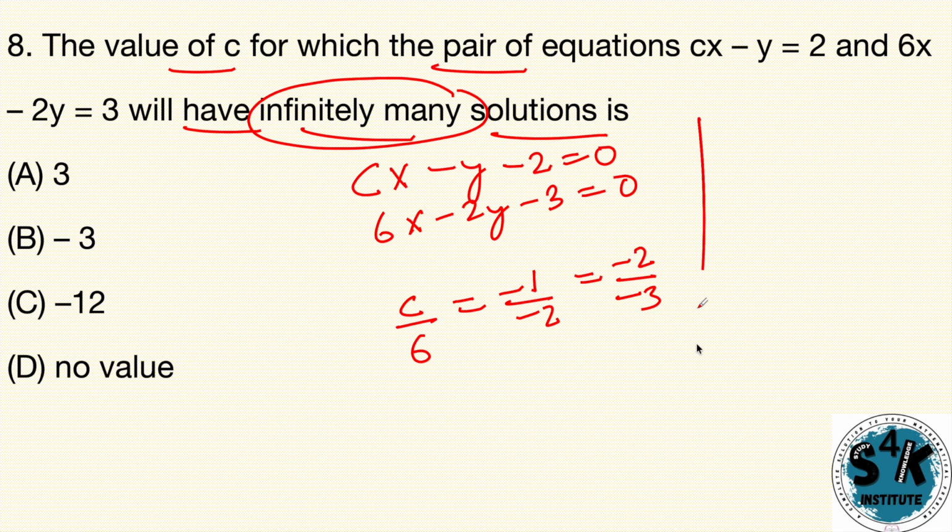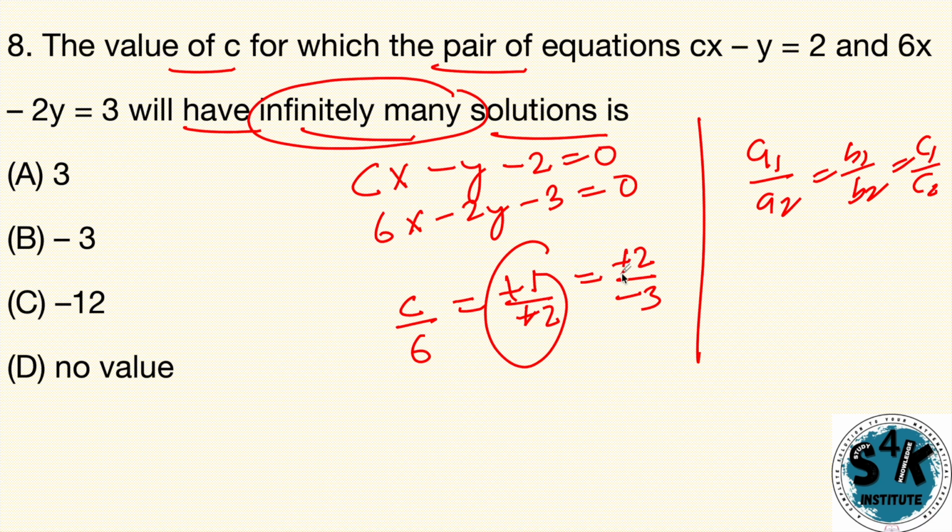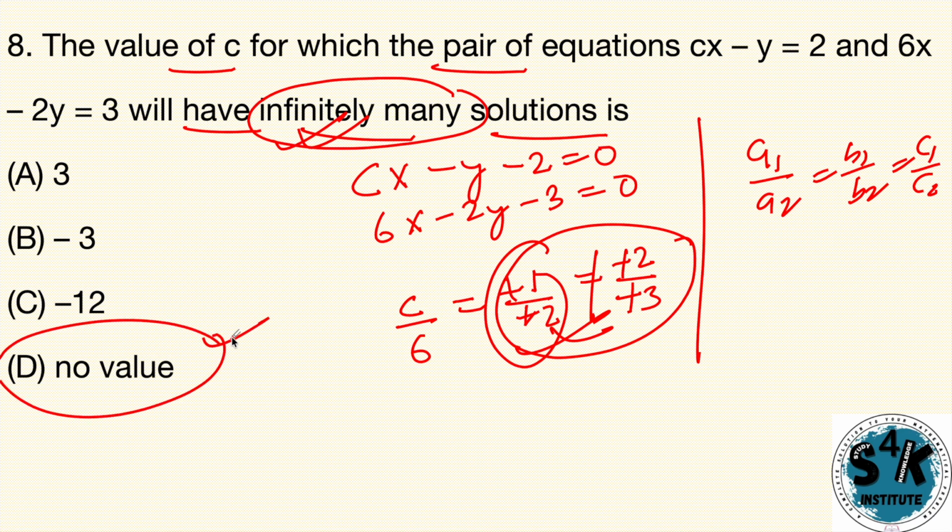For infinitely many solutions, we have a1 upon a2 is equal to b1 upon b2 is equal to c1 upon c2. In this case we have 1 upon 2, in this case we have 2 over 3. So they are never going to coincide. Unless it is coincident, it is not going to give you infinitely many solutions. It means that these two are not equal, so obviously you are not going to get infinite solutions, so no value of c exists.